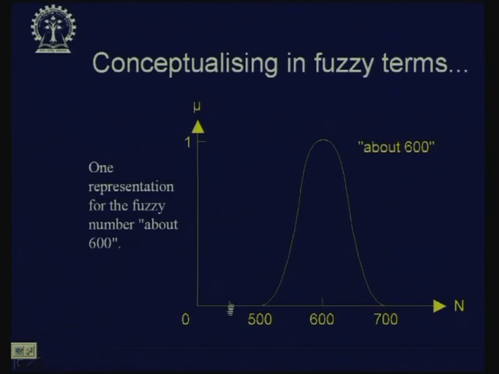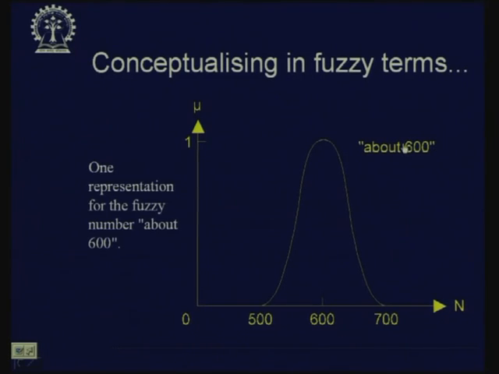Now, say here are some numbers, and I want to say give me a number which is about 600. What do you mean by that? Okay. How much money would you need? I would need about 600 rupees. Now, what do you mean by about 600 rupees?